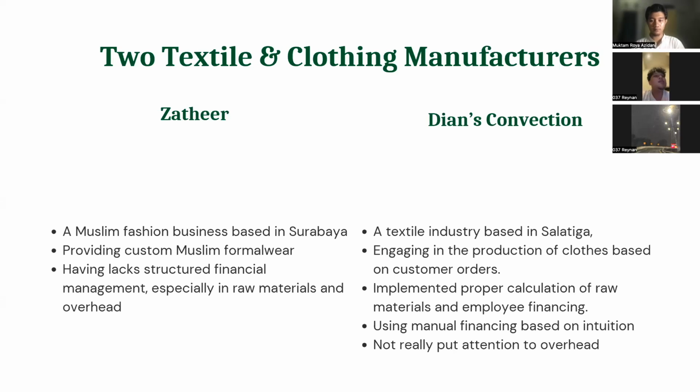They lack structured financial management, especially in raw materials and overhead. Dian's is a textile industry based in Salatiga, and they produce clothes based on customer orders. They don't really pay attention to overhead, and they use manual financing based on intuition.